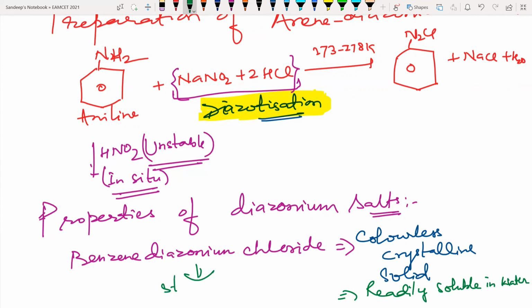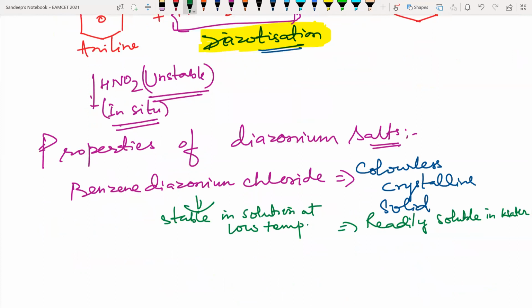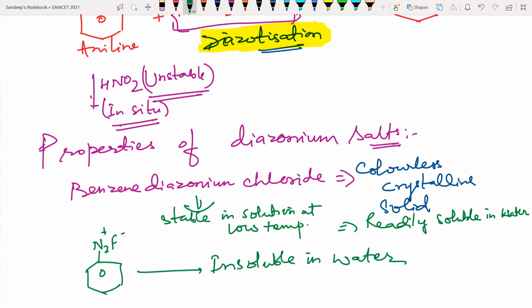But it is stable in solution at low temperature. In boiling water, benzene diazonium chloride forms phenol. Benzene diazonium fluoroborate is insoluble in water and it is stable at room temperature.